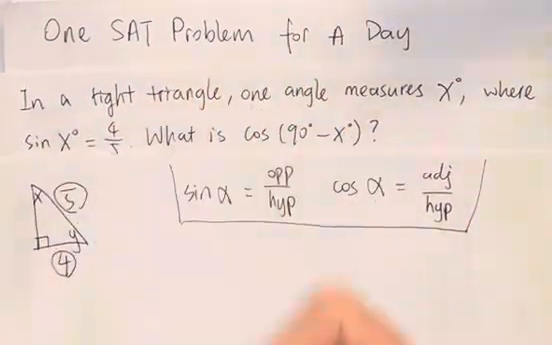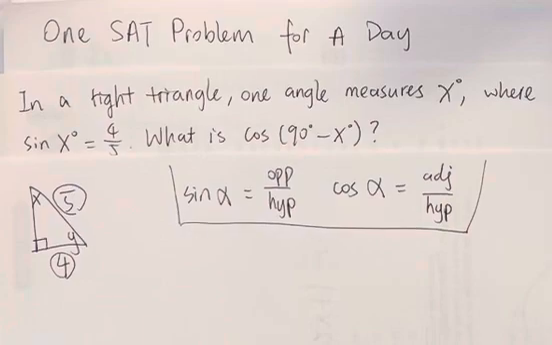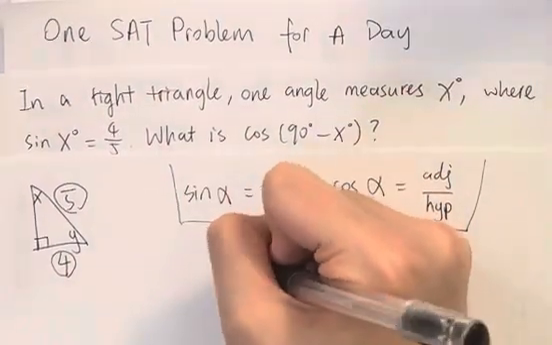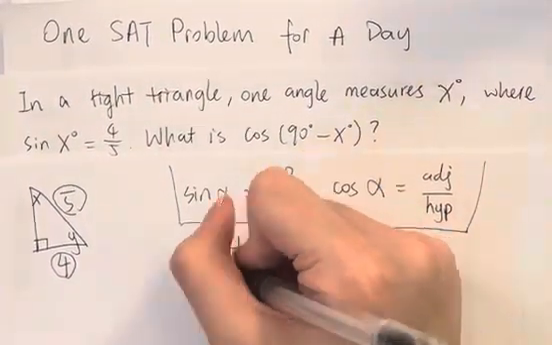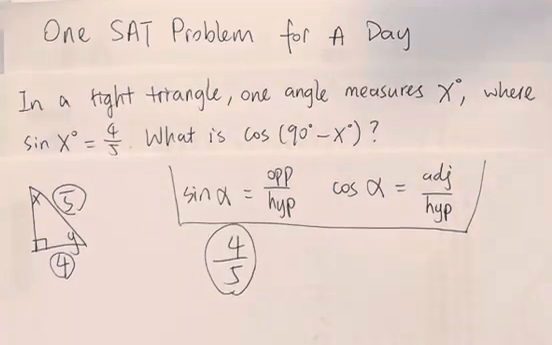So it's kind of a miracle that 4 over 5 is the cosine of angle y, and also the sine of x. They're both equal to 4 over 5. I think that's a law in trigonometry lessons, but I kind of forget.